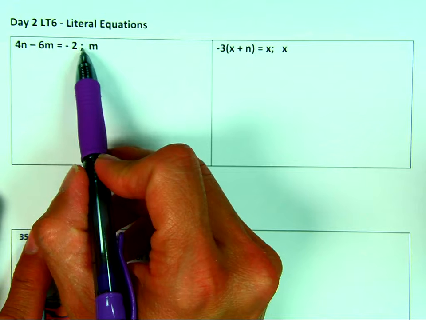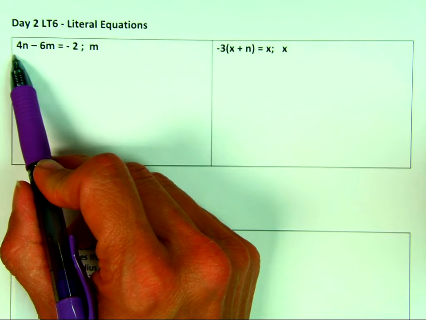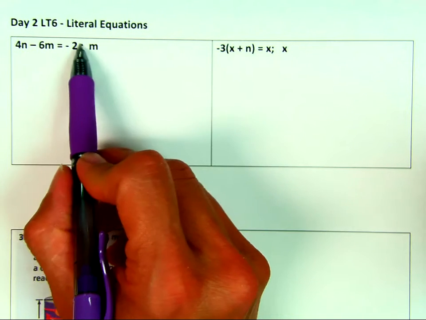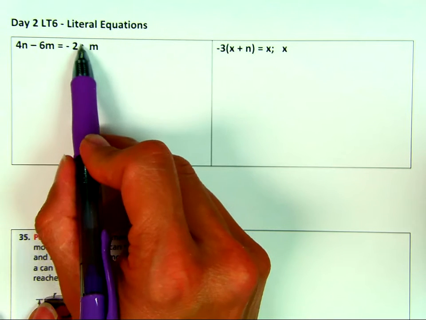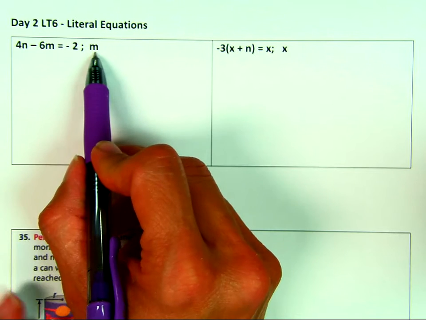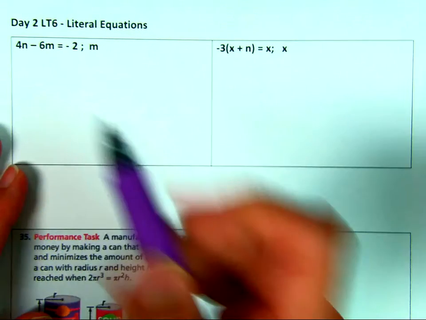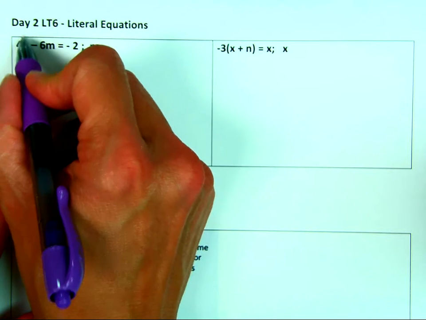This is some notation you'll see when you have literal equations. Your literal equation will have a semicolon and then a variable, and this is not a math symbol, it's just separating the two things. It's just telling you to take this equation and solve it for m. So we're going to solve it for m. We're going to get m alone, so we want to ignore this for a minute and get rid of this.